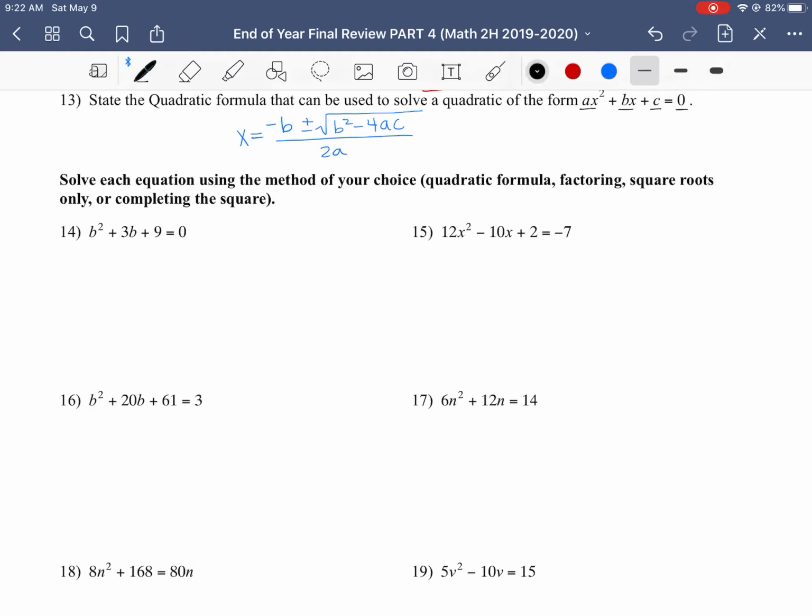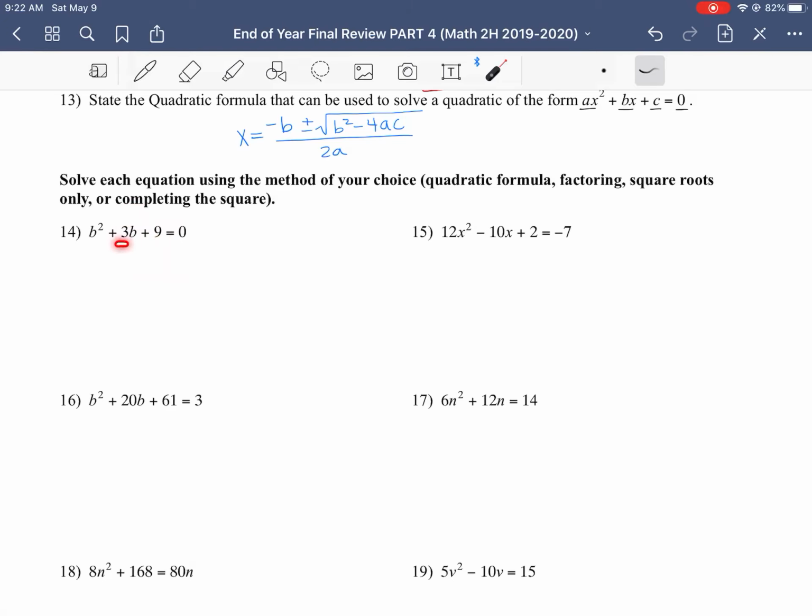So again, the first thing we always do is set it equal to 0. Well, number 14 is already equal to 0, so we're good there. The second thing is we look to see if it's factorable. So there's nothing that divides out of everything. No greatest common factor. So I look to see if there's something that multiplies to 9 that will add to 3. Well, factors of 9 would be like 9 and 1 or 3 and 3. Neither of those pairs will add to 3, so this one's not factorable.